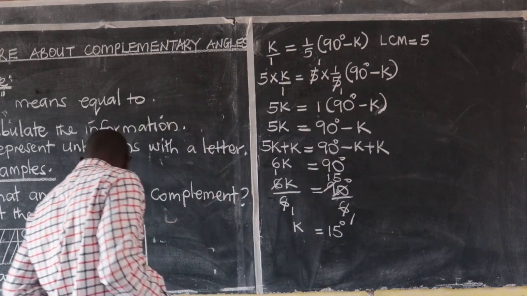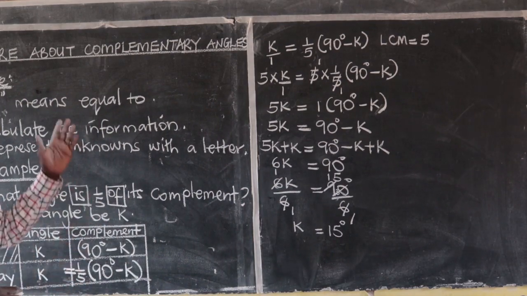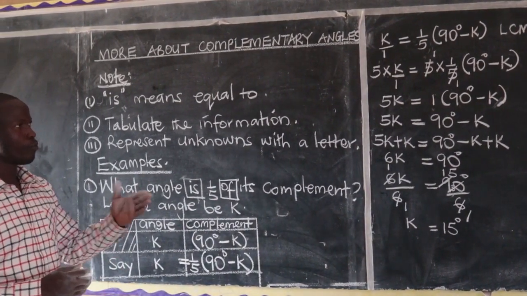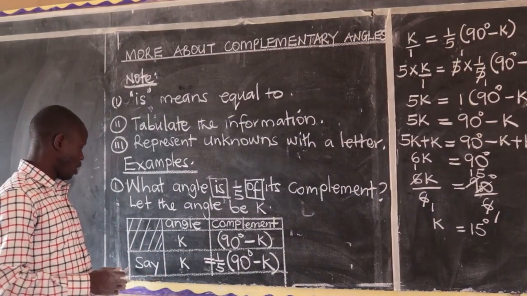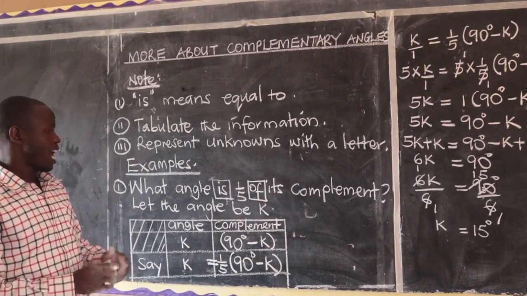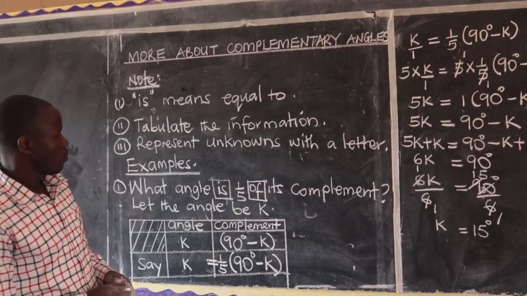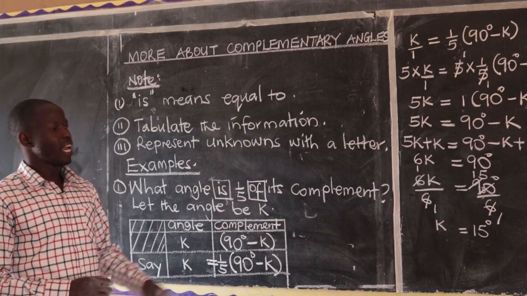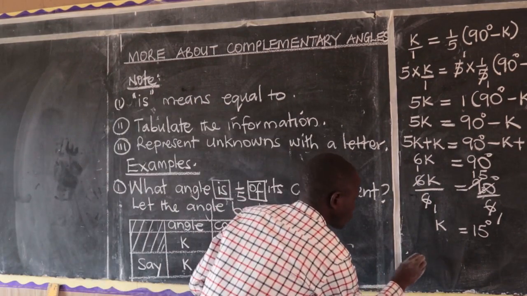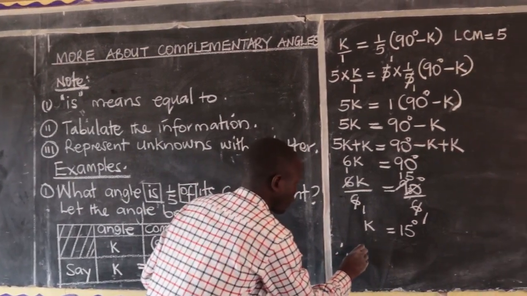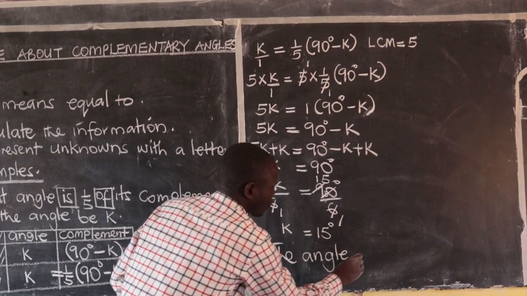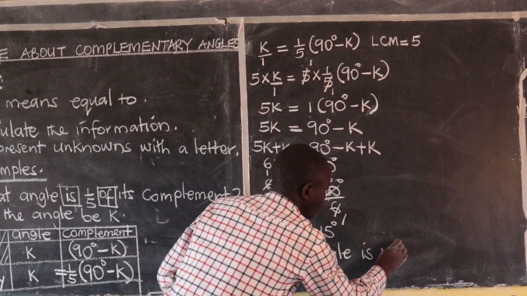Now when we reach there, it means we have managed to get the value of K from the equation we formed according to the table using the step of say. So the question is, what angle? And here we said let the angle be K. And we've got the value of K as 15 degrees. Therefore, we shall conclude by saying the angle is 15 degrees.